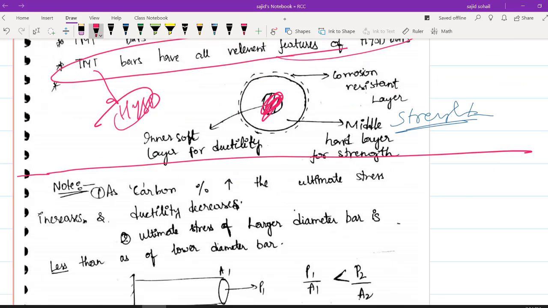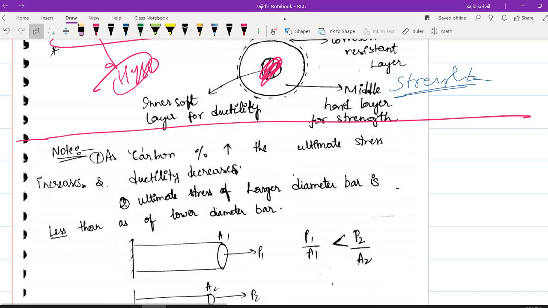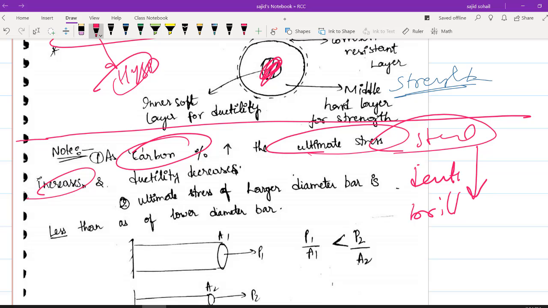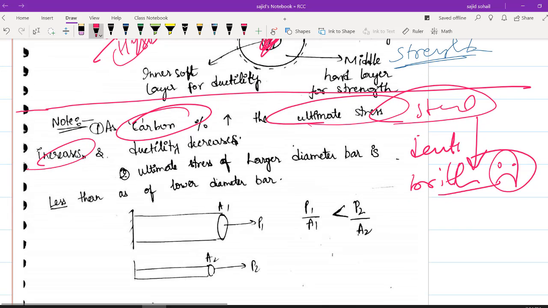Now let us see a very important note. Whenever you are manufacturing steel, if you have carbon content in it, it increases your strength. The ultimate stress increases, but we have a downfall. Our ductility of steel will decrease. It will start to become brittle. So we have one problem here. We have the advantage of higher strength, but ductility is decreasing, so it should be within fixed limits.